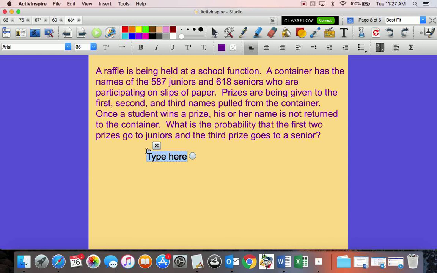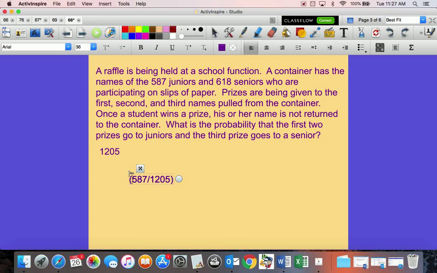So, before we figure out the first two, we got to figure out the first one. So, we have to figure out how many total kids there are in this. So we'd add those together, and we'd get a total of 1205. So the probability that the first one goes to a junior would be, there are 587 juniors divided by the 1205 total.